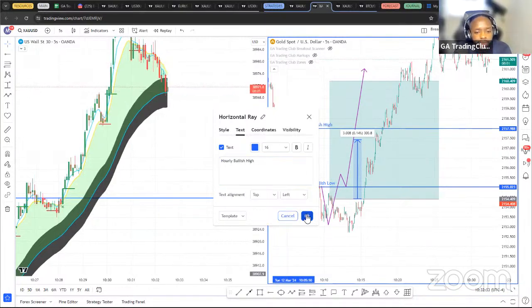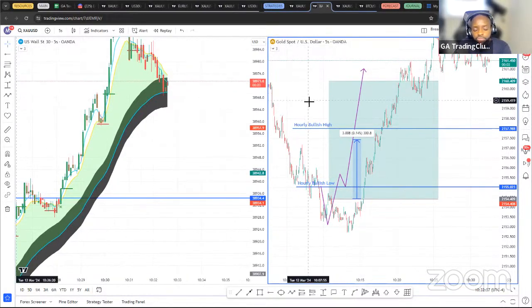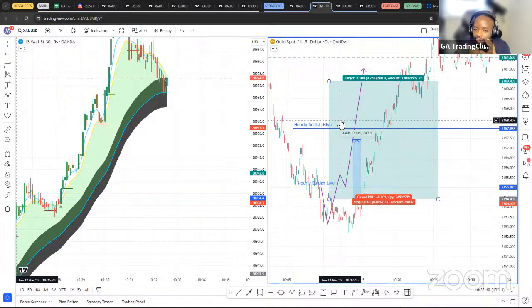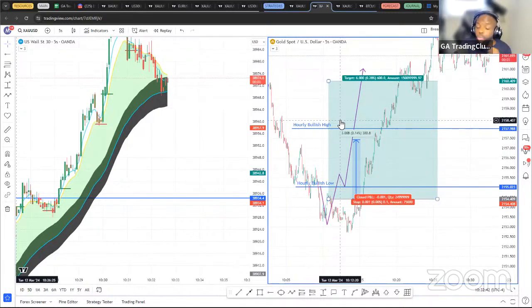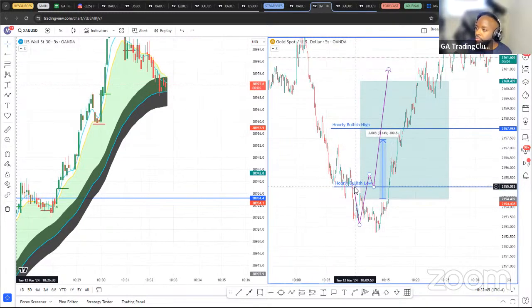Now, what I liked about these order blocks is that they were pretty close to each other. So that's good. If you have a bullish high and bullish low that are that close to each other, you want to wait for price to come to the lowest if you're trying to buy, and to the highest if you're trying to sell.